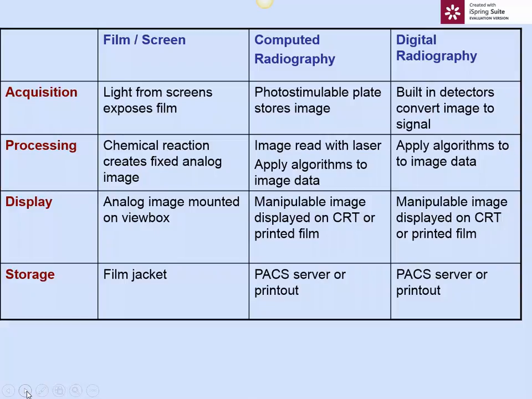When we were talking about the film screen system, the acquisition of the image came because radiation struck the screens, producing light based on the transmitted radiation, that in turn exposed the film. That film required chemical processing to produce a fixed and visible image. You took that image and displayed it on a view box, and it was a fixed image. Long-term storage was really in a film jacket. It was put in a file room, and generally speaking, after 5 to 7 years, they were destroyed.